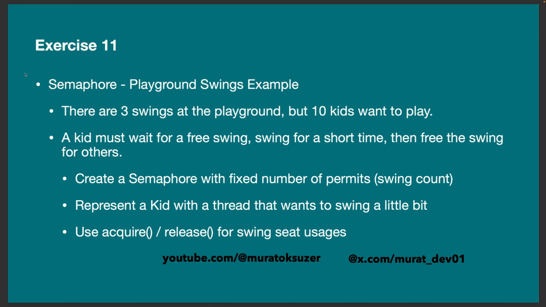Next exercise is about semaphore usage. Playground swings example. There are 3 swings at the playground, but 10 kids want to play. A kid must wait for a free swing for a short time, then free the swing for others. Create a semaphore with fixed number of permits. Represent a kid with a thread that wants to swing a little bit. Use acquire and release methods for swing seats usage.